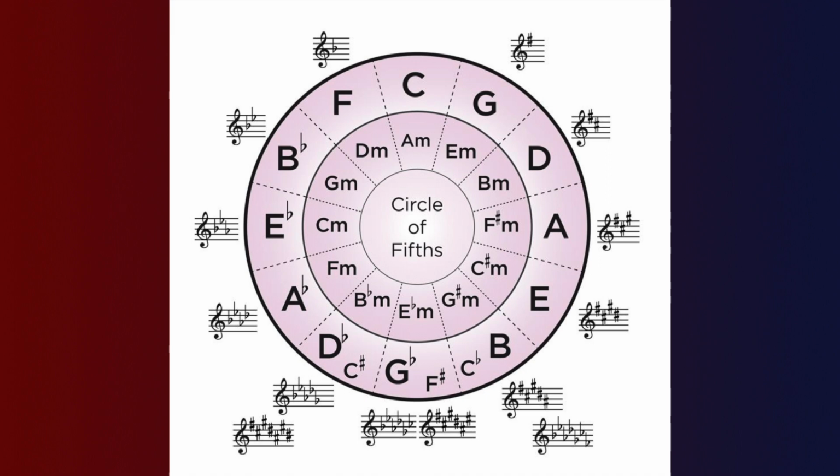So let's take A, the 5 of A is E. If we took D, the 5 of D is A. And if we took G as our 1, the 5 of G is D. And that would work all the way around the circle going clockwise.